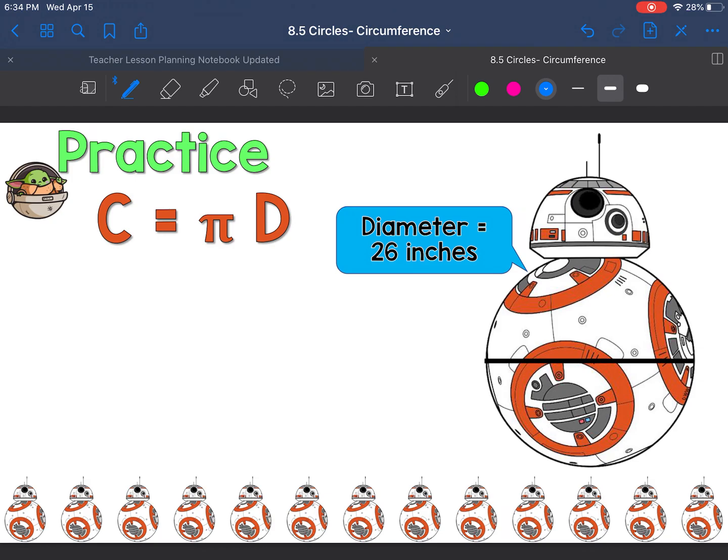So right here I have BB8, or fun fact, I actually nicknamed BB8 circles. So that's just what I call him. I love circles. He's my favorite.